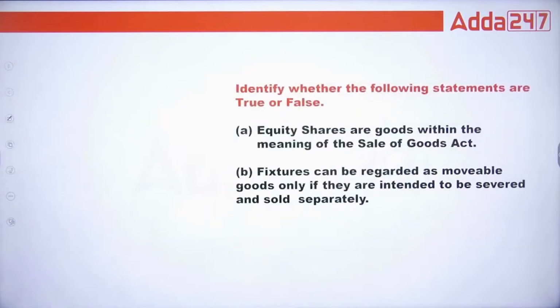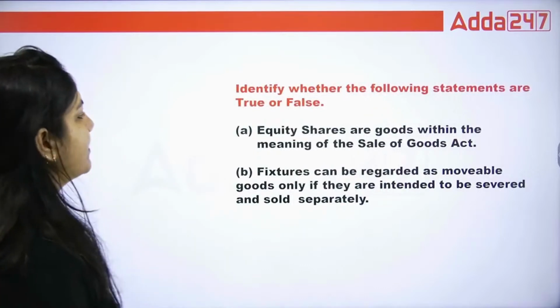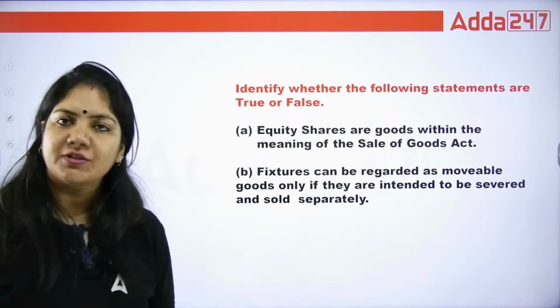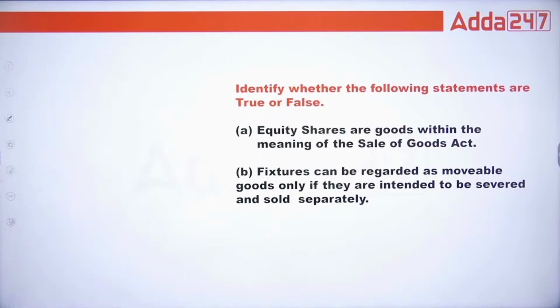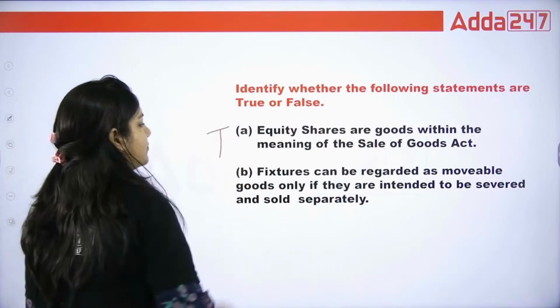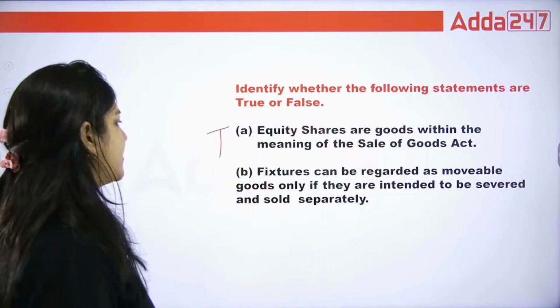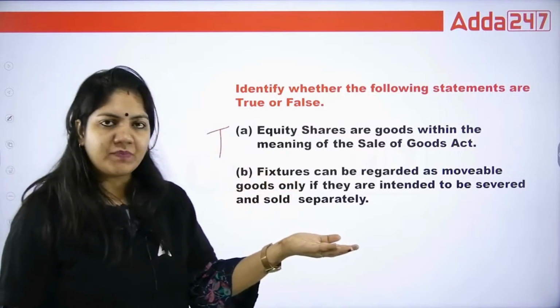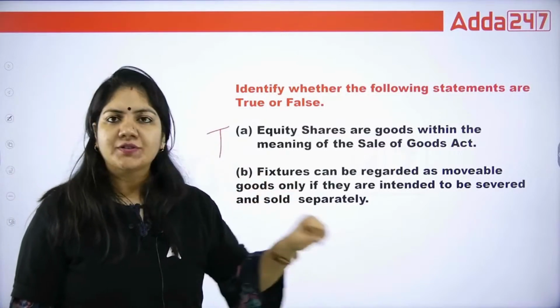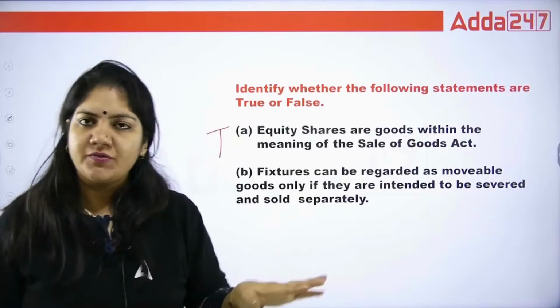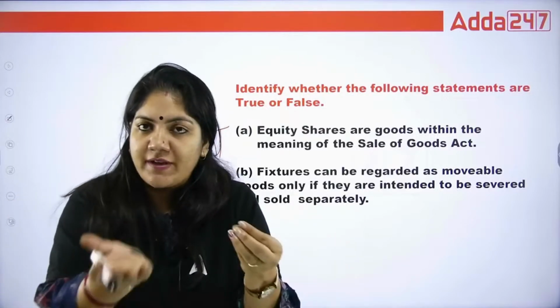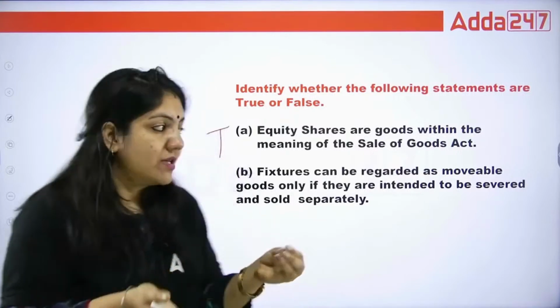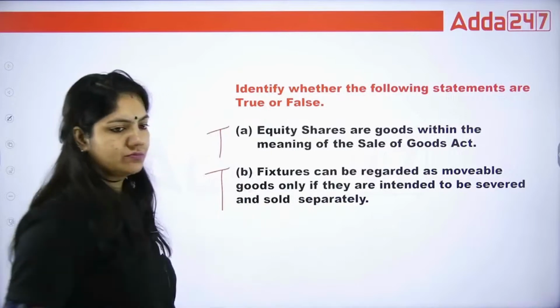Okay. Now, equity shares are goods within the meaning of the Sale of Goods Act. Equity share. So just remember that share is included in the definition of goods. Whether share is equity or preferential doesn't matter, shares are goods. True. Fixtures can be regarded as movable goods only if they are intended to be severed and sold. Fixtures means, suppose a tree is there. The tree is fixed, so trees are immovable. But when we cut the tree, it becomes movable. So this is absolutely true.